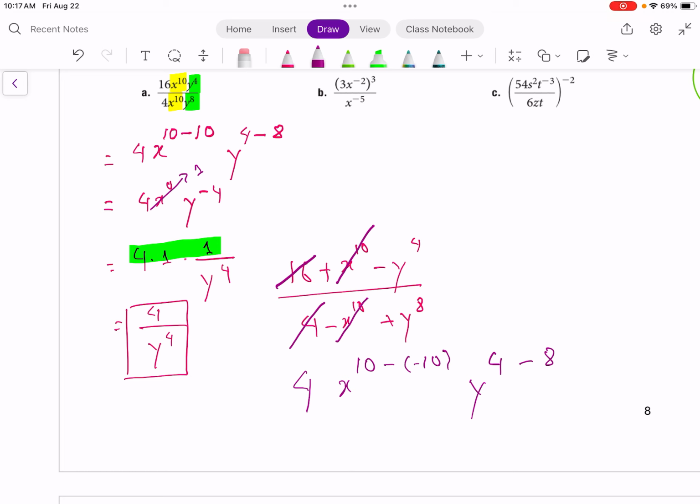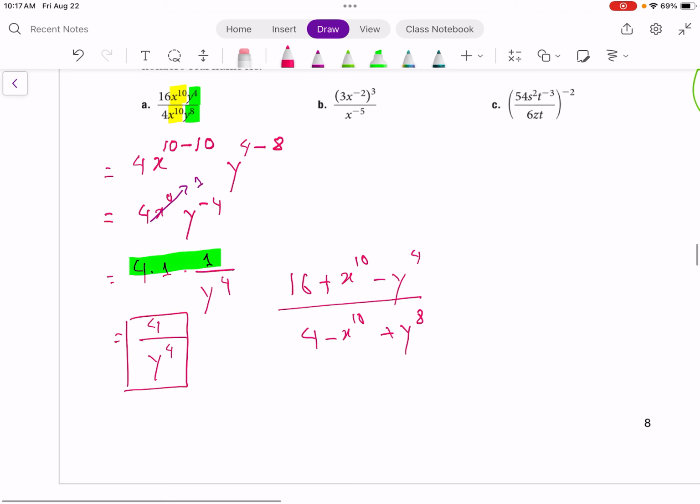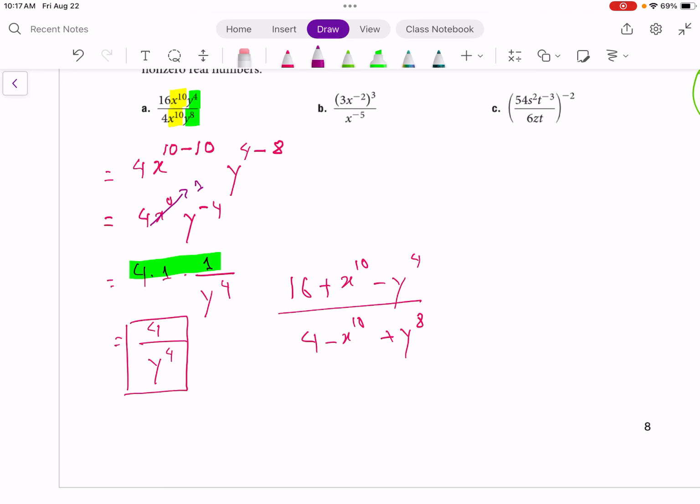Now, this is not correct. Let's find the difference first: how are these two expressions different? In our first expression, let me write that down, we had 16 x to the power 10 y to the power 4 divided by 4 x to the power 10 y to the power 8.